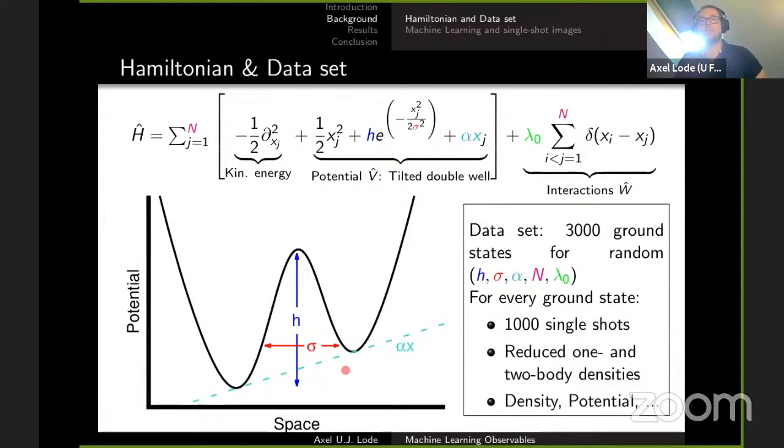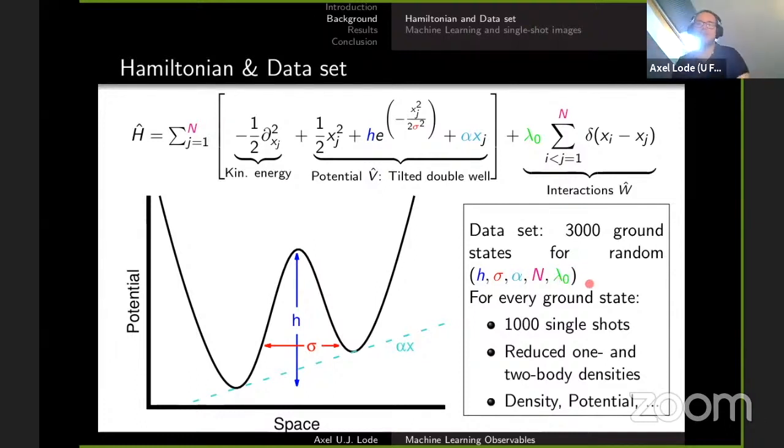The double well potential is shown as a picture here, and to make our data set as diverse as possible, we randomize the parameters in the Hamiltonian, which we solve with the MCTDH-X software. So we randomize the height of the barrier, the width of the barrier, the tilt of the potential, the number of particles, and their interactions.